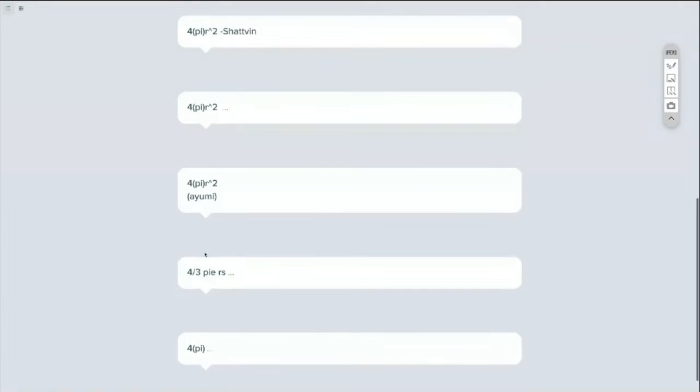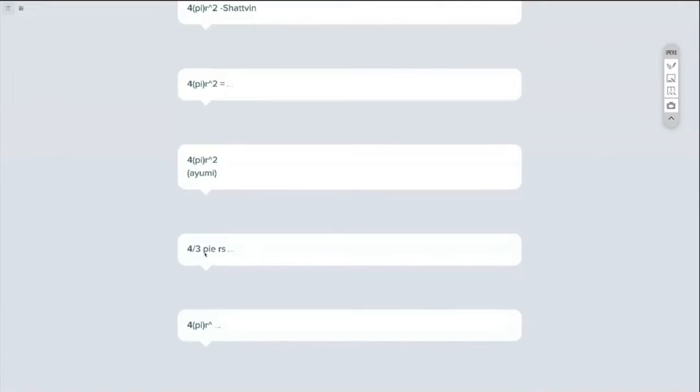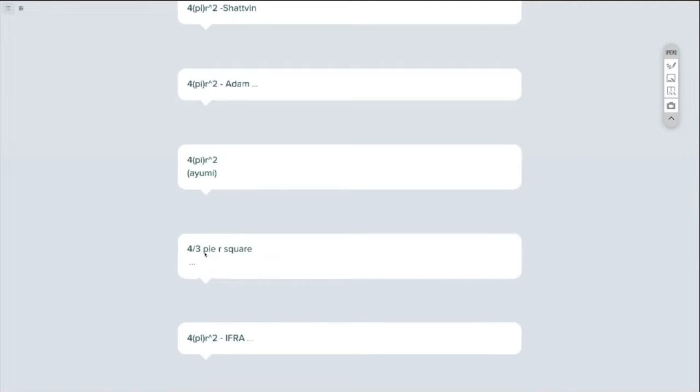So today we go to volume, okay? There is a volume for sphere as well, okay? Then you will see the different formula to determine the volume of a sphere, okay?